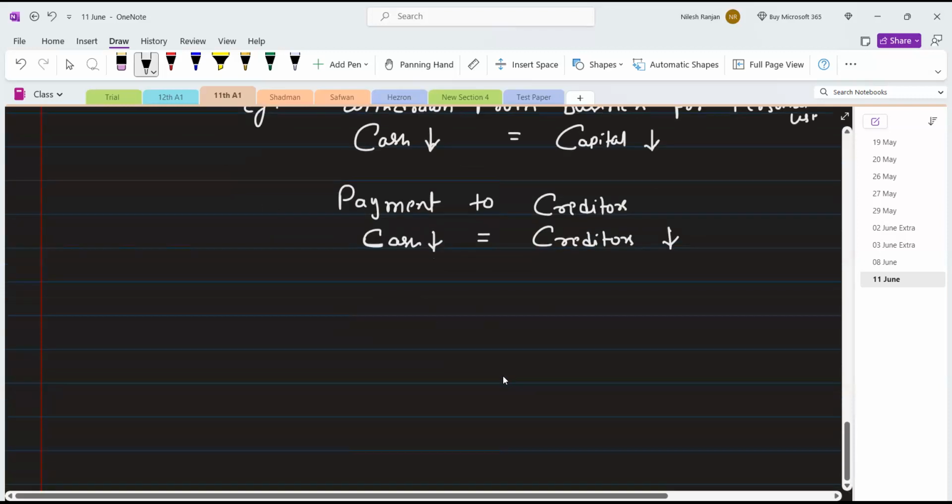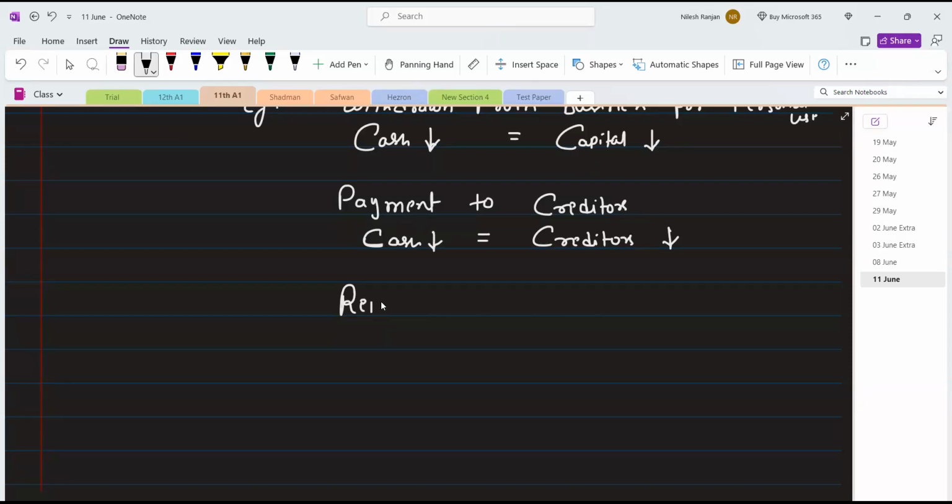And the next one is repayment of loan. If you pay back the loan, then repayment of loan means your cash will decrease and your loan will decrease. Understood? Is this clear to you?